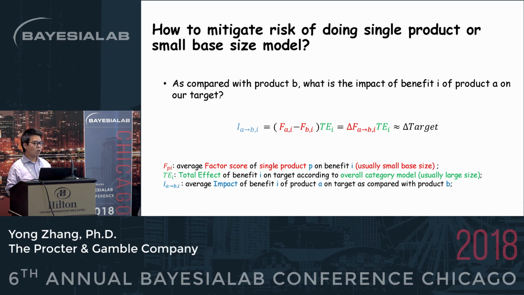You use this to weight the red part. These are the factor scores of your individual product leg A versus the average of your benchmark B. It could be the category average. It could be a competitor product. And if this is a quantitative number, meaning a real quantitative number derived from a real model, mathematically this is roughly equal to changes in your target. So we define this as impact. What is the impact of benefit i on product A versus the overall category?